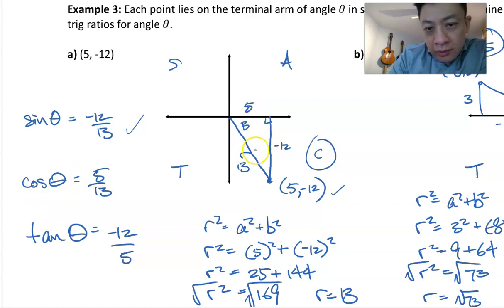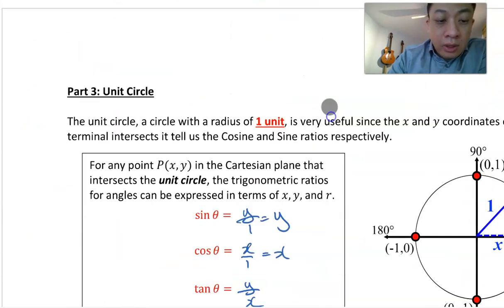Cos theta is adjacent over hypotenuse, so that's 5 over 13. And cos is positive, right? And then tan is opposite over adjacent. That's negative 12 over 5. And so that's also going to be a negative. All right, and you guys work out the other ones.